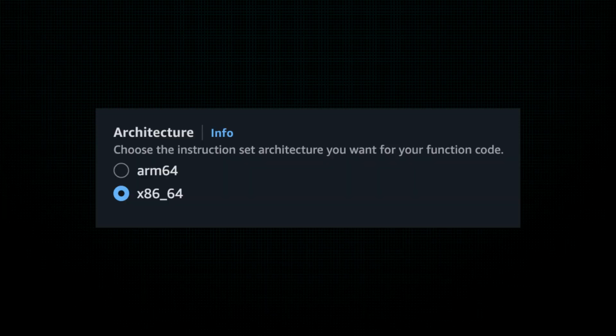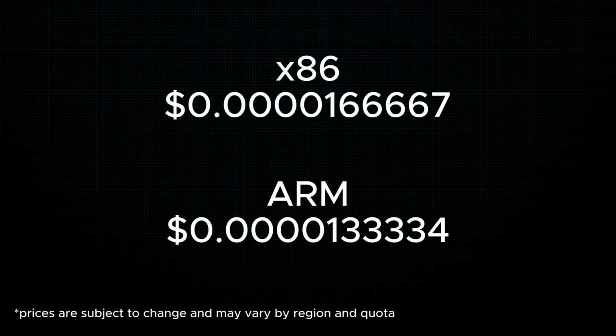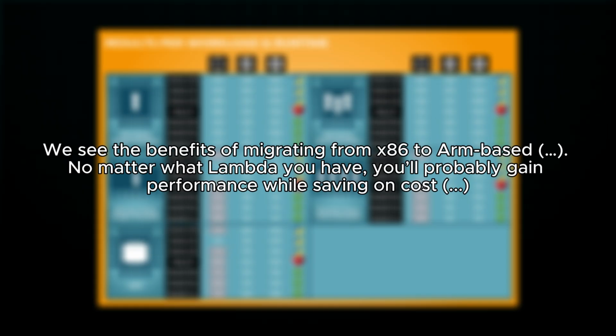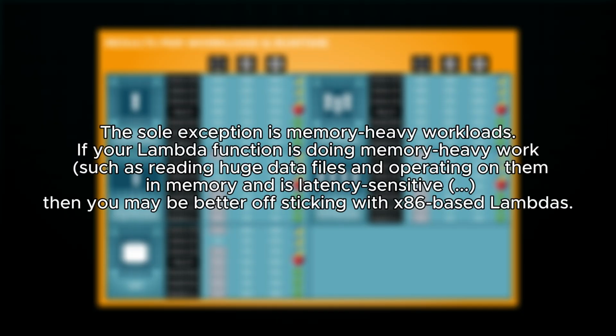Which architecture type should you choose? There is ARM and x86. ARM is around 20% cheaper per gigabyte-second because you get billed by memory and runtime. Quote from the official AWS blog: we see the benefits of migrating from x86 to ARM based. No matter what Lambda you have, you'll probably gain performance while saving on cost. The sole exception is memory heavy workloads. If your Lambda function is doing memory heavy work, such as reading huge data files and operating on them in memory, and is latency sensitive, then you may be better off sticking with x86 based lambdas. So which one is better? Short answer, for 90% of cases it's ARM.